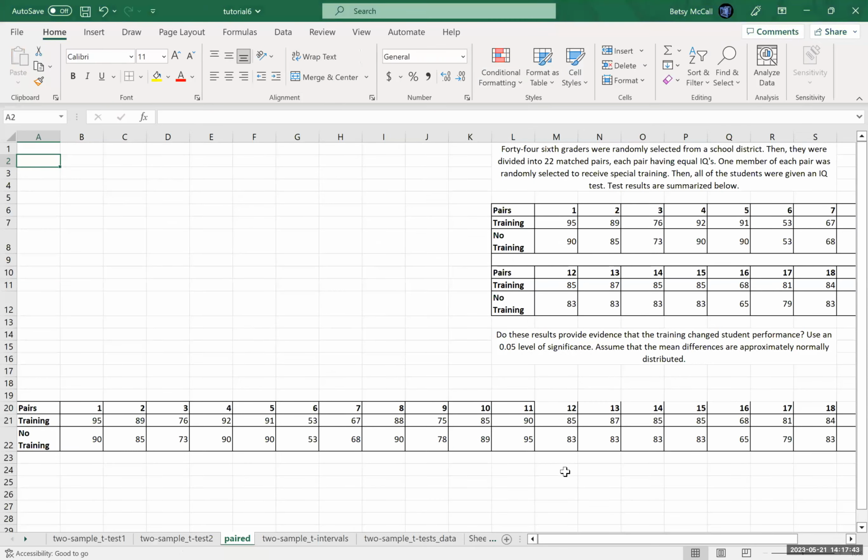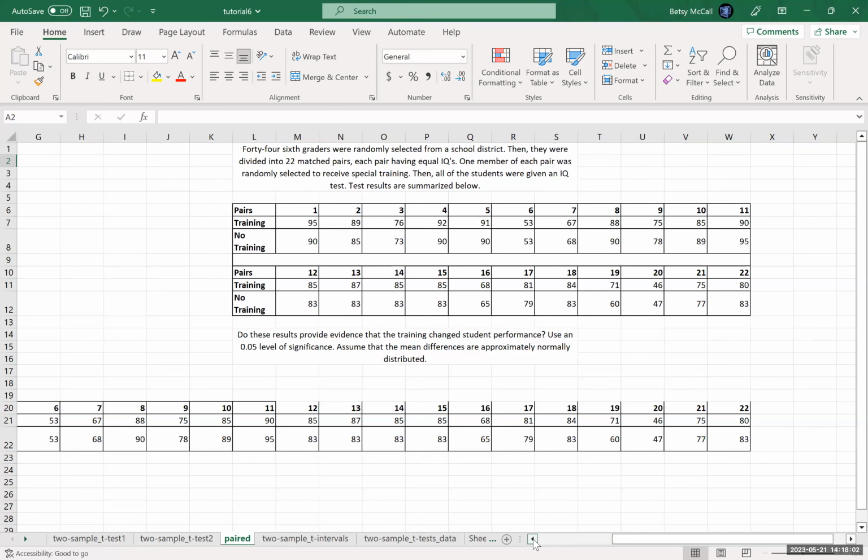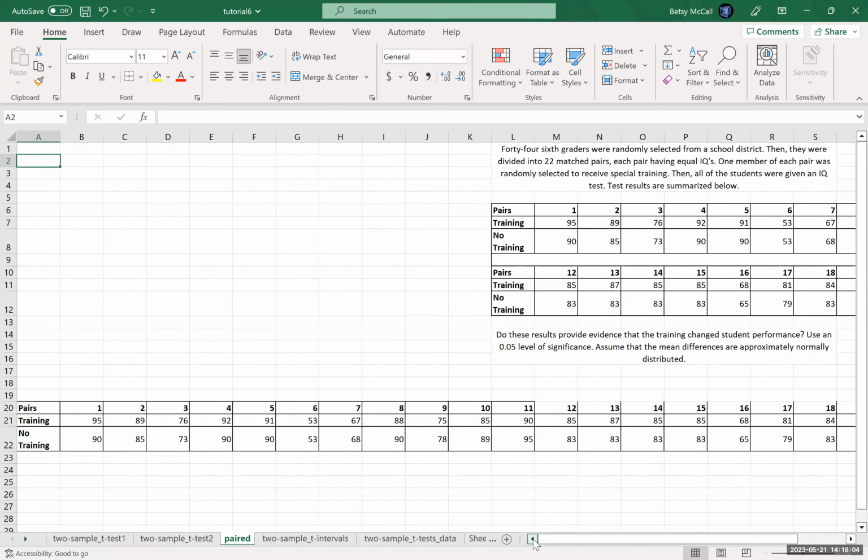In order to make things go a little bit faster, I've laid out the table. The table was put in 2 rows in order to make it fit onto the page better, but I've laid them out here side by side, training in one row and no training in the other row. The order that you do these calculations in doesn't matter. You could recopy these into columns, but since the problem was presented in this horizontal order, I'm just going to leave the data in that horizontal order.